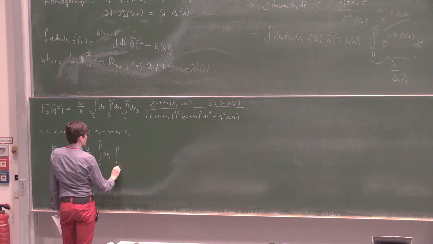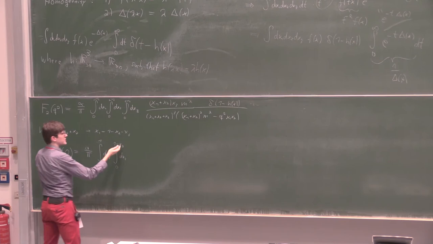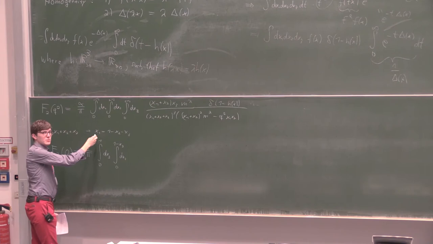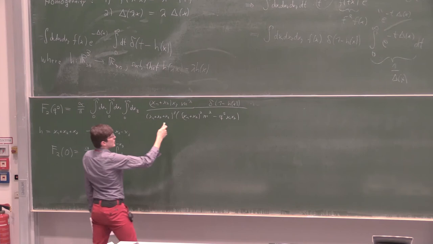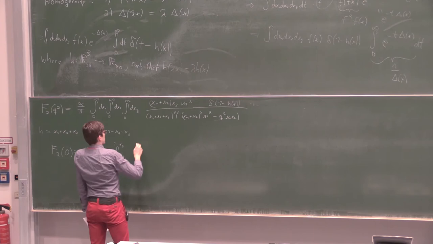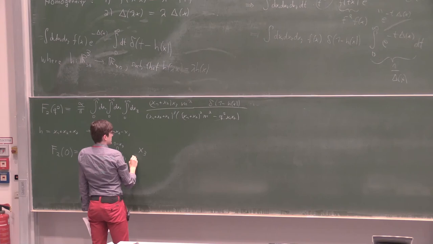And then we're integrating x2. x2 can only be at most 1 minus x3, because otherwise the sum would be bigger than 1, and we would have no chance to choose x1 in this way, which is positive. And then what is left of the integrand? If I put q squared to 0, then this term goes away, the mass cancels. And then you have an x3 in the numerator. This thing here cancels 1 in the denominator. So you have an x1 plus x2 down here, which is the same as 1 minus x3.